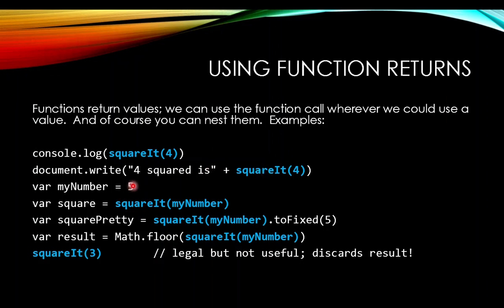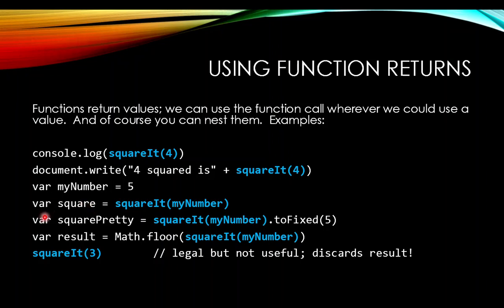In this case, I'm creating a variable called my number. I'm passing my number, right? My number in this case is 5. 5 is going to become the parameter on the other side. 5 is going to be squared. It's going to turn into 25. That's going to replace this. So after this line, the variable square is going to have 25 in it.